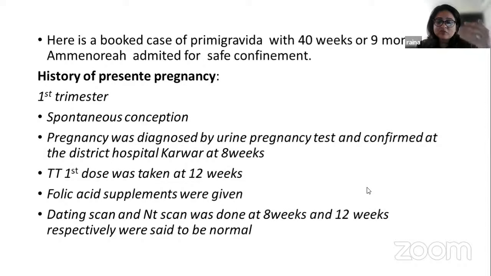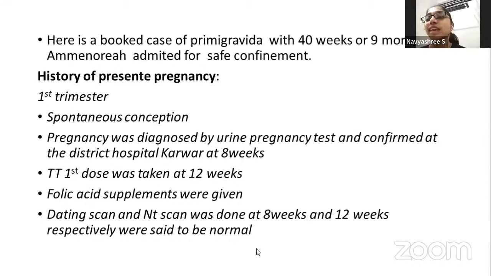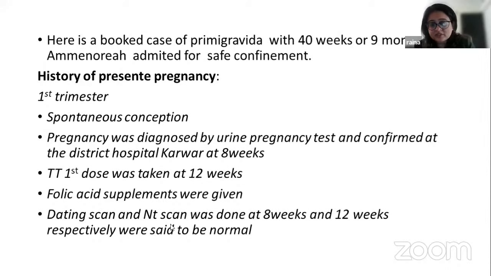Then we should go back to the history and ask what all we should ask in the history for dating. Whether she has forgotten her last menstrual period. So we should ask her if she's sure of her last menstrual period. What else can affect the dating? Yes, there is a disparity, so we need to be sure of the dating. What other factors in her history can affect the dating?